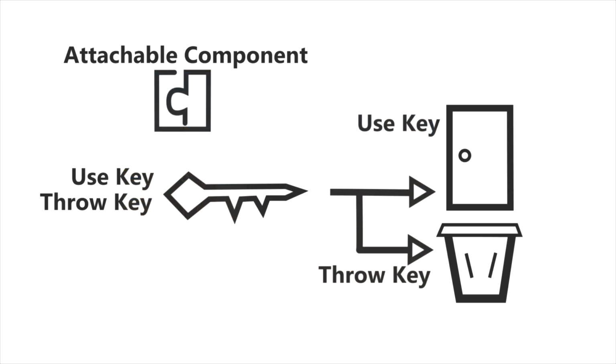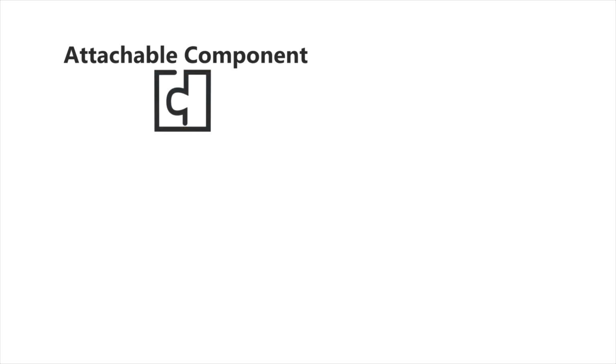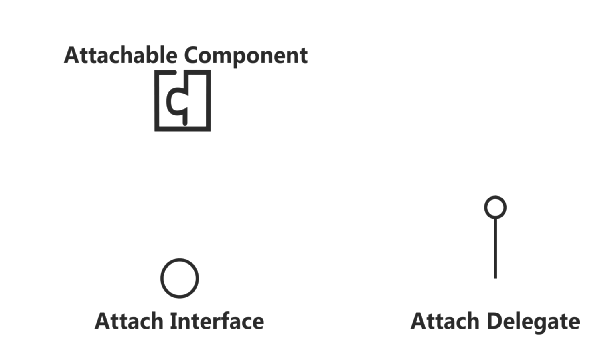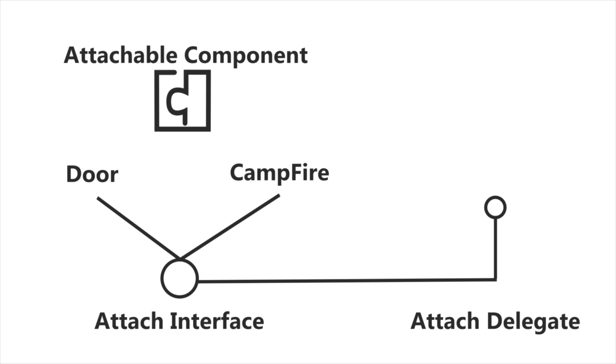3. To achieve the third requirement, I make use of interfaces and delegates. With the interface, I can ask any object what behavior it wants to execute when an object is attached to it, and using the delegate, I collect that behavior and call it when the attachment is complete.